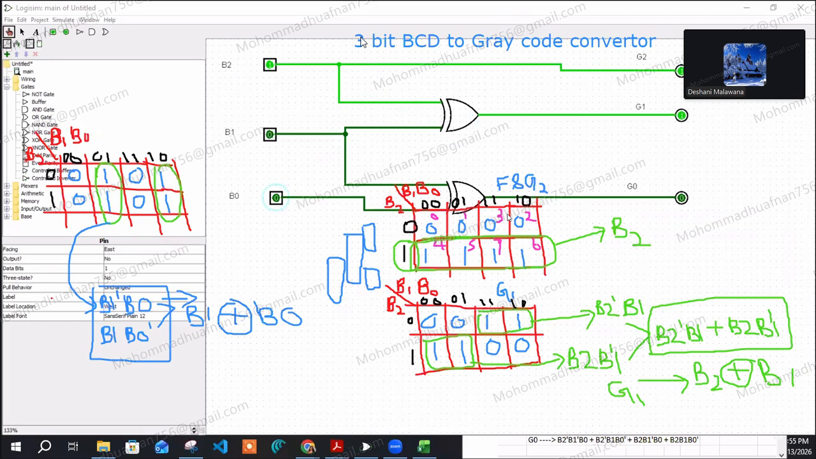You have to remember that Boolean rules are there, right? If you can remember those Boolean rules, then you can easily build up all these equations and logic circuits. Once you're done, please let me know. And if there is any issue related to this BCD to gray conversion part, you can ask, okay?